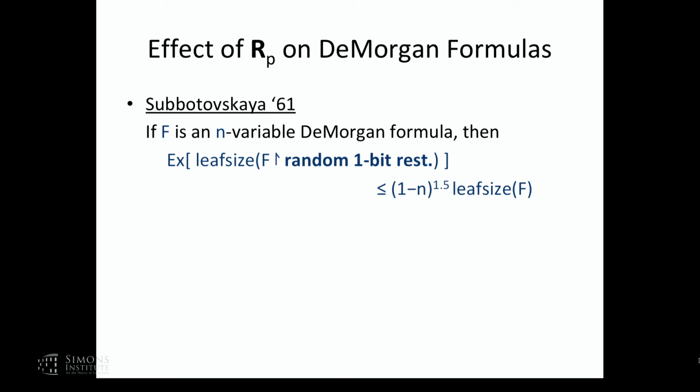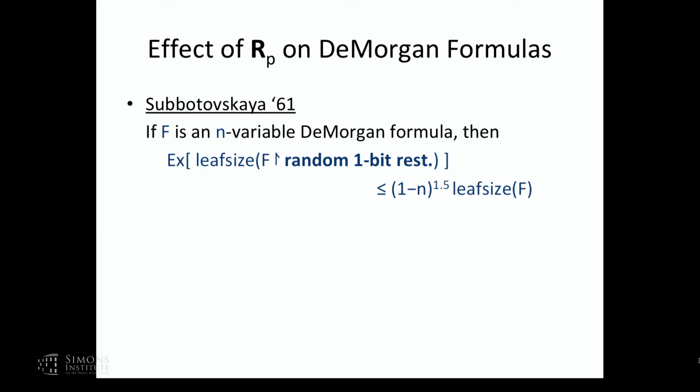So I guess the first significant result in this setting, by Subbotovskaya, shows that if f is an n-variable De Morgan formula, and you look at the expected leaf size of f under a uniform random 1-bit restriction, so pick a variable uniformly at random, set it to 0 or 1 uniformly at random, then this is less than the leaf size of f. I think that does not look right.